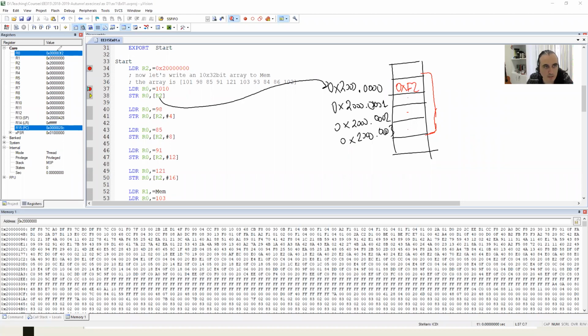Okay. What is the next byte? As you can see, it is 03. The next byte is 00. The next byte is 00. Does it really work like this?